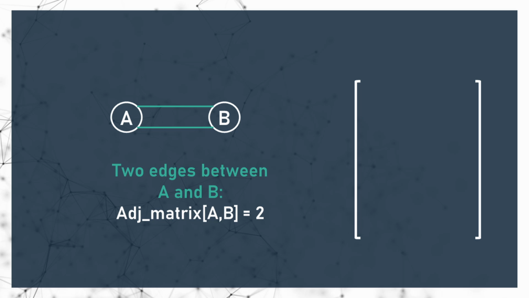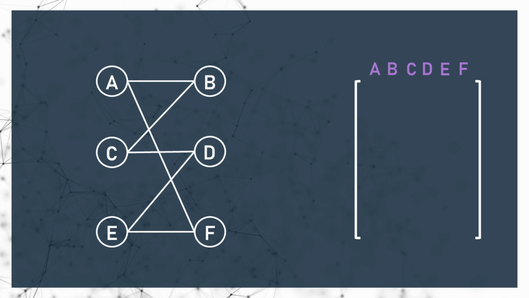Let's write the adjacency matrix of graph G. There are 6 nodes, so we have a 6 by 6 matrix. Node A has one arc with node B and one arc with node F, so add 1 to AB and 1 to AF. All the other nodes in row A will have an entry of 0 because there is no connection between node A and them.